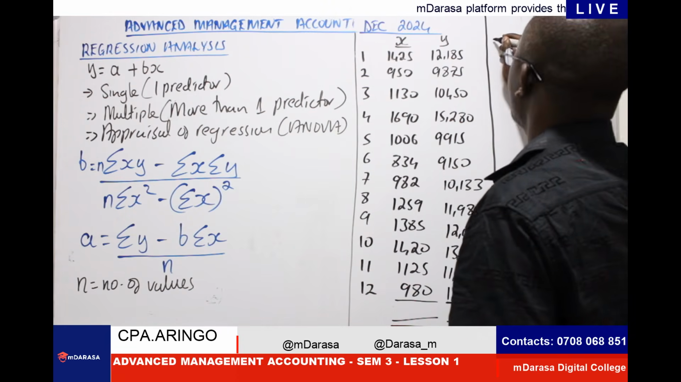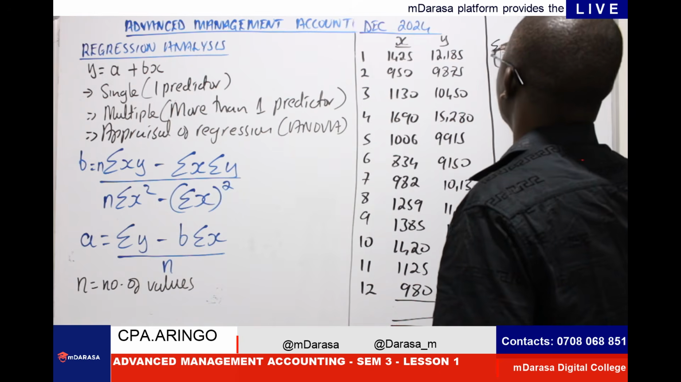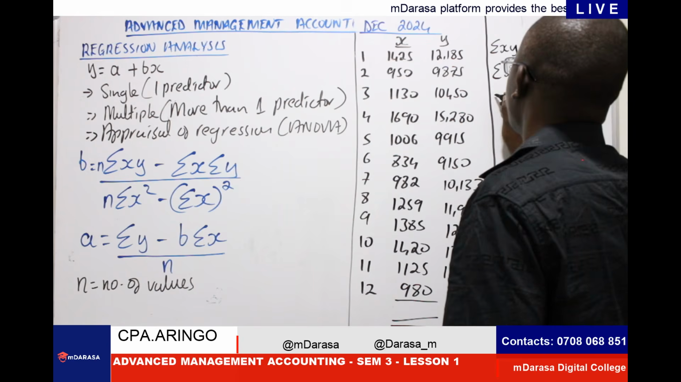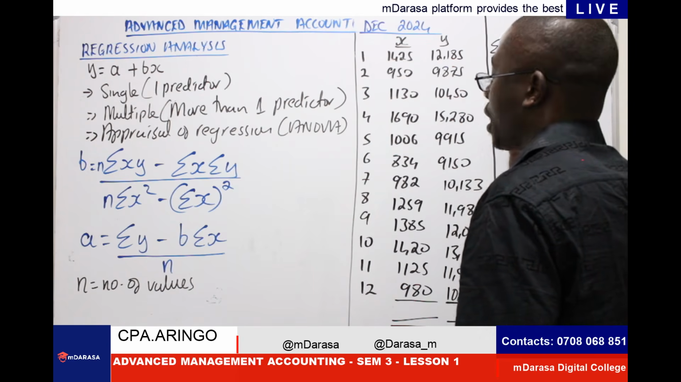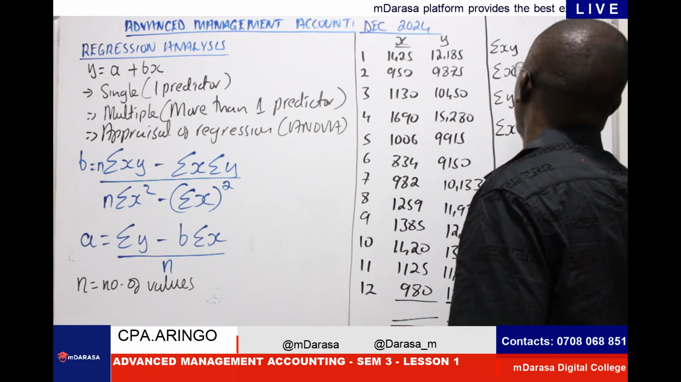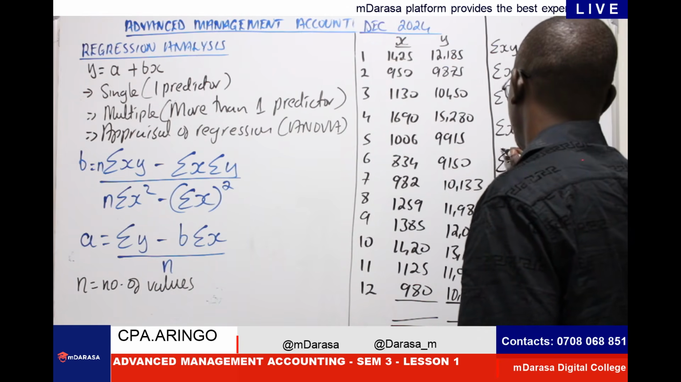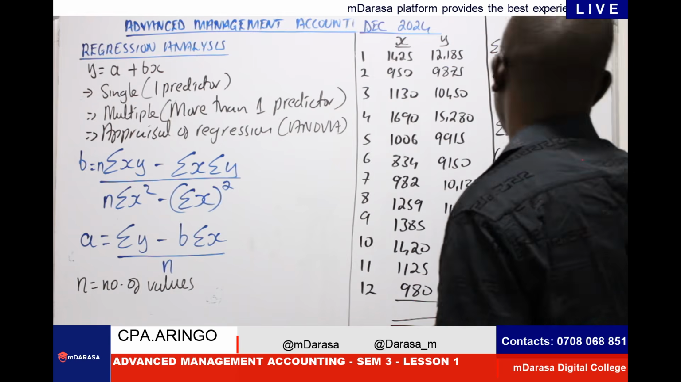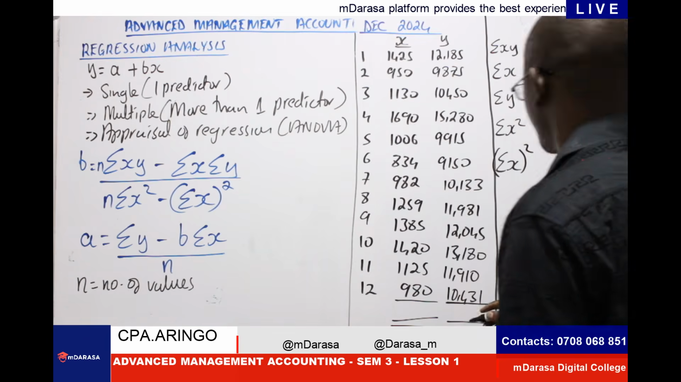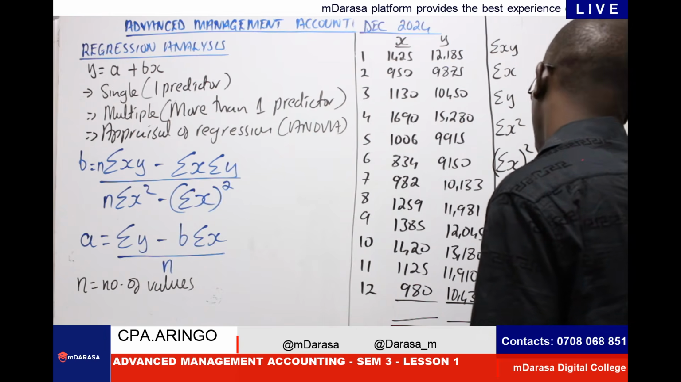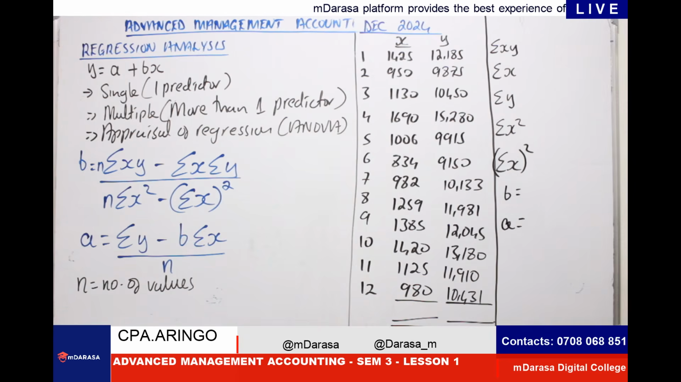We determine the summation of xy, summation of x, and summation of y. Then you determine the summation of x squared, and the summation of x, which you square. Then you can go ahead and determine the value of B and the value of A, indicating it at this point so that whoever is marking your paper doesn't assume that you copied.